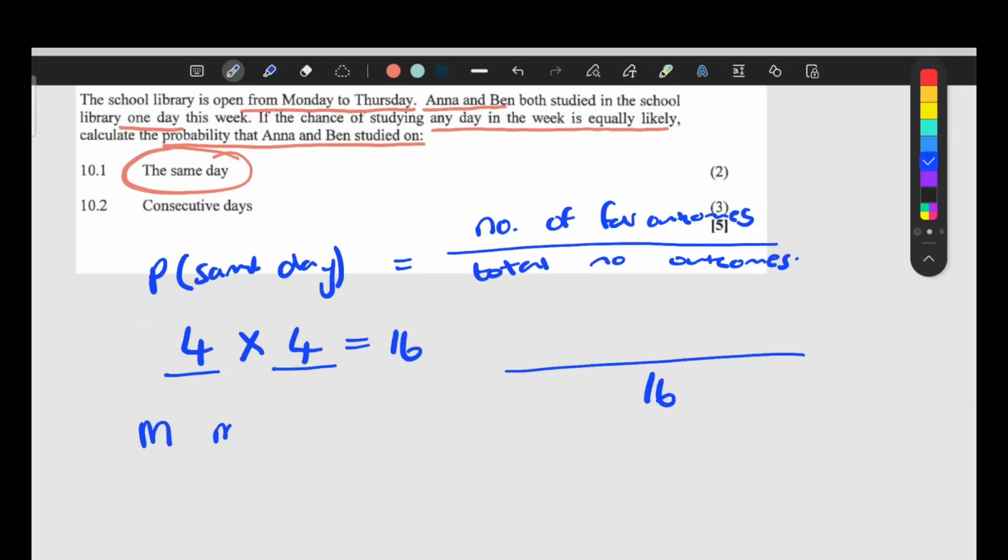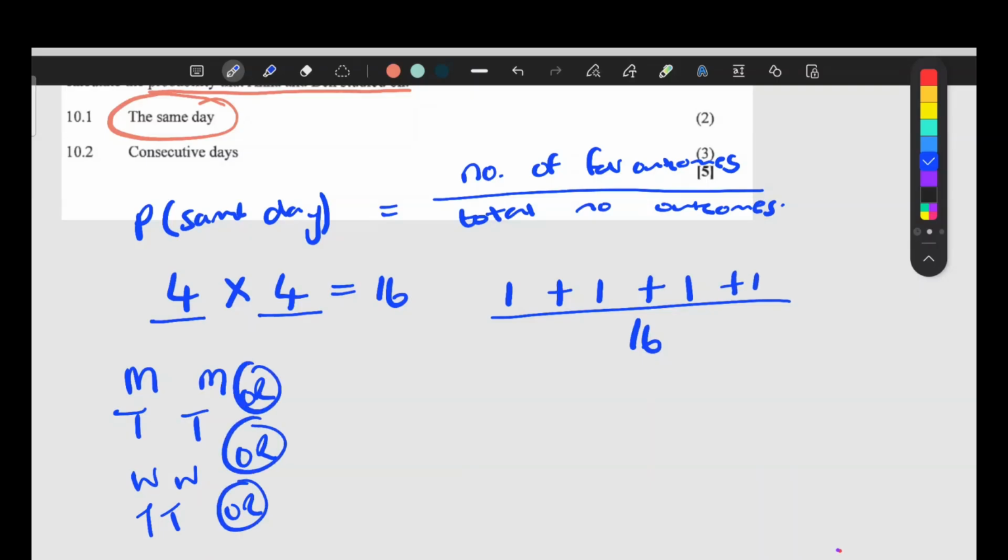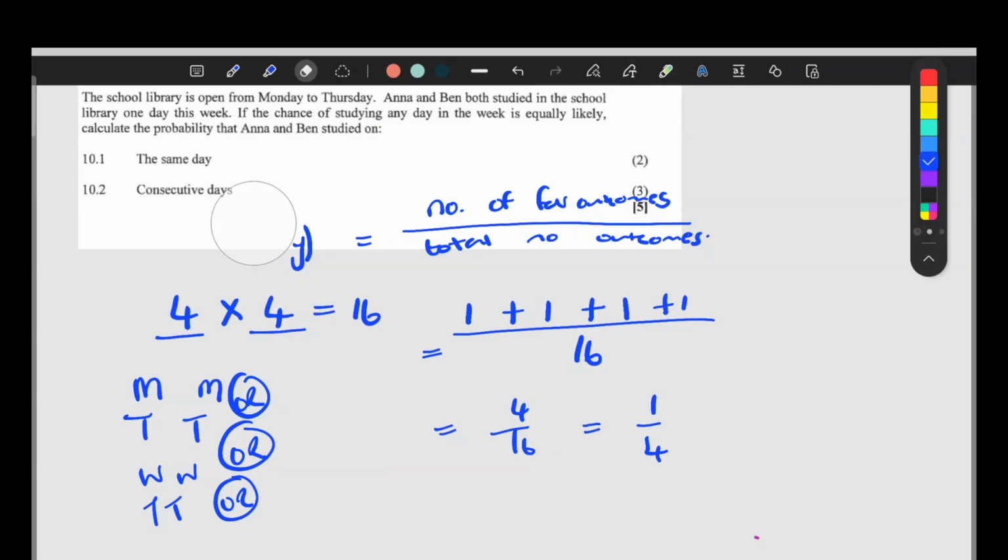If both of them study on a Monday, that's one option. Both of them can study on a Tuesday. Remember, same day, that's another option. So it's both Monday or both Tuesday or both Wednesday, or both of them can study on Thursday. And we know "or" is always a plus in probability. So the answer here is 4 over 16, and if you simplify this, it's 1 over 4. Let's go to the next question.